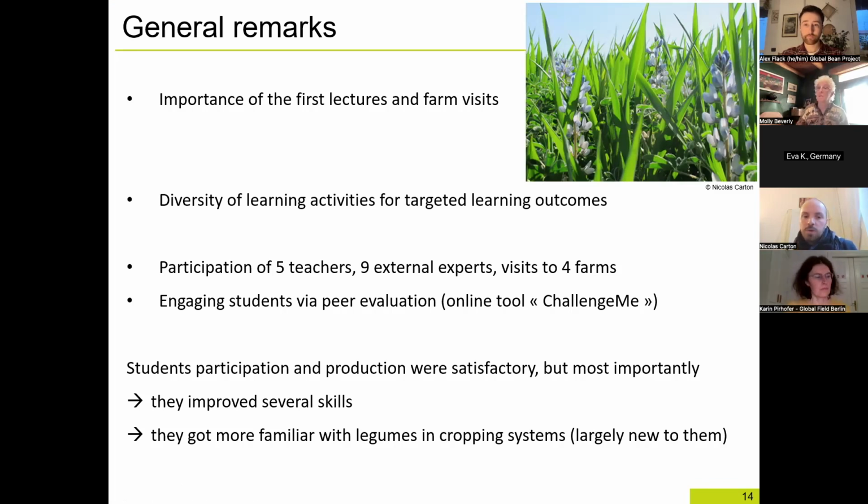And then I was happy about the participation and the learning and the production of the students, but most importantly, I could see really throughout the course that they improved several skills, be it working in groups, writing reports, preparing presentations, but also on the specific topic of legumes. They knew barely anything before the course, and I'm not going to say that they were super expert in the end, but at least they understood the challenges and why it's important, and they got a lot of new knowledge. So yeah, that was positive.